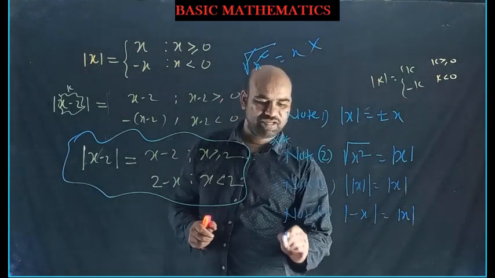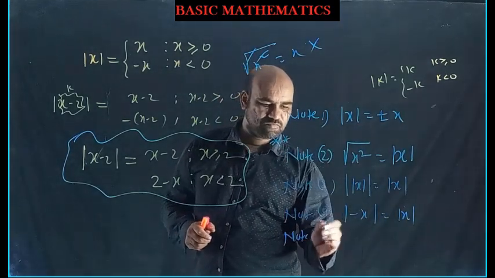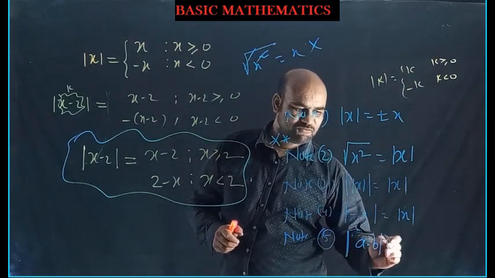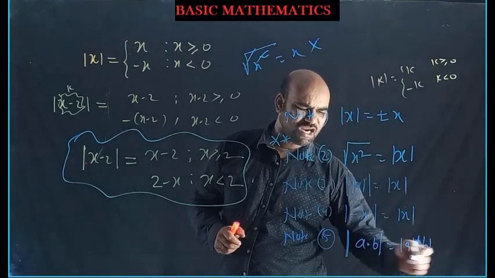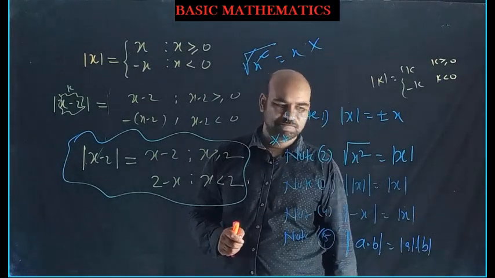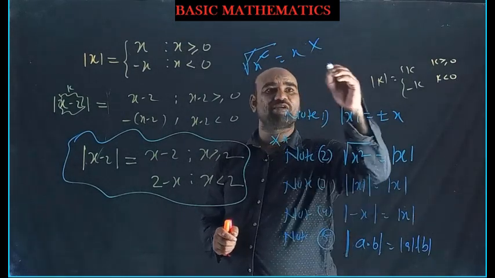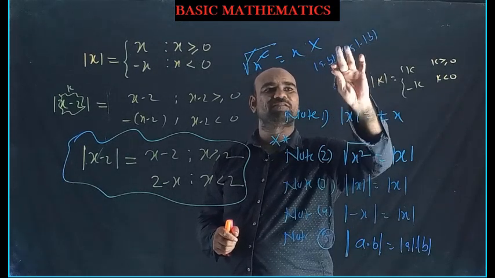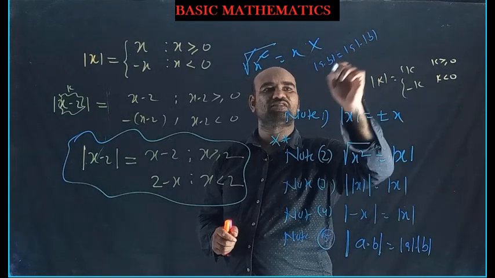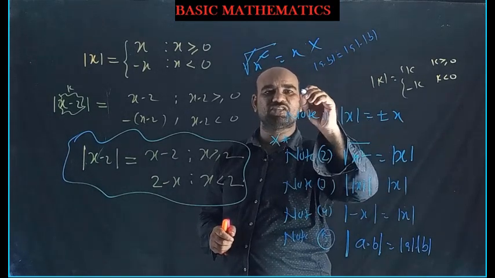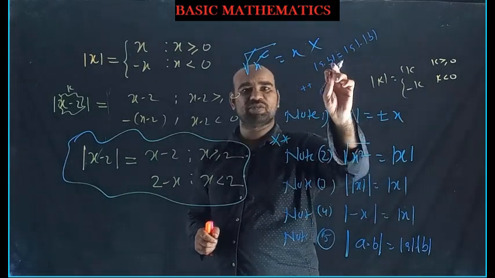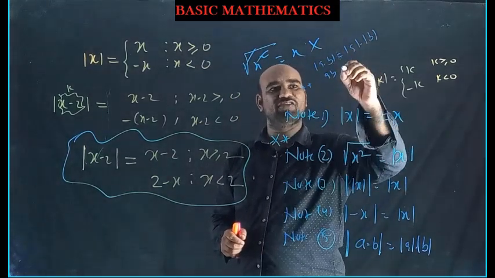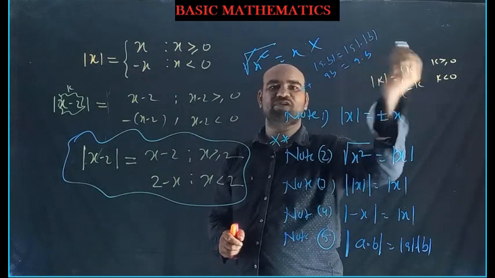Okay. Note 5: mod of a into b equal to mod a into mod b. Not a big problem, you can verify. If A is positive and B is positive, for example, both are positive, AB is positive, so mod of AB is AB only. A positive, mod of A is A only. Mod of B is B only. AB equal to AB, correct.